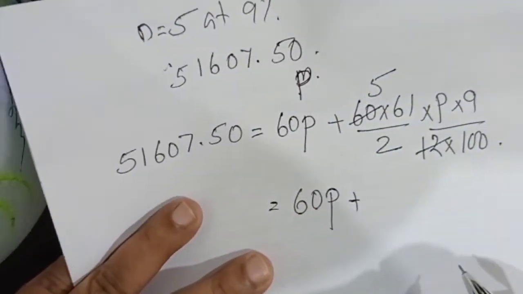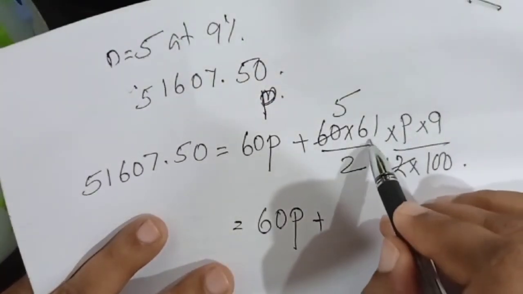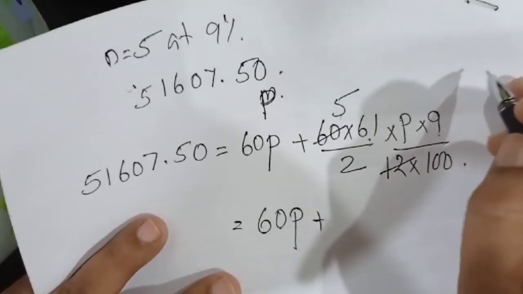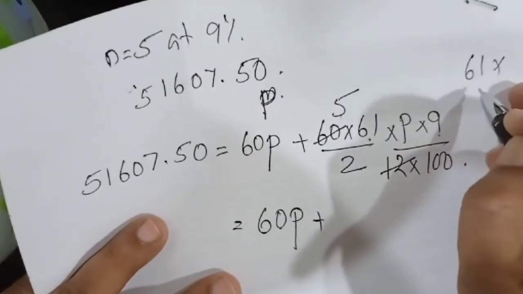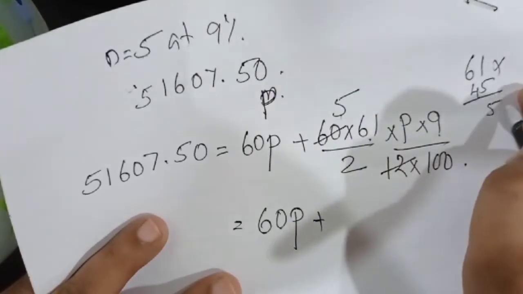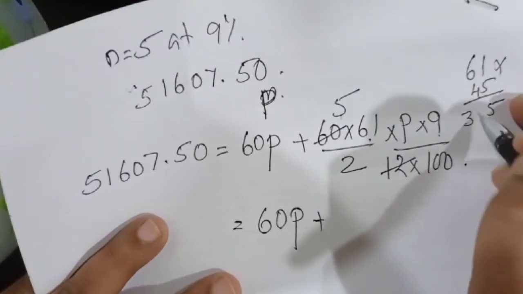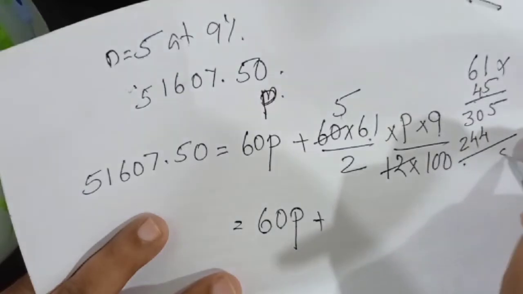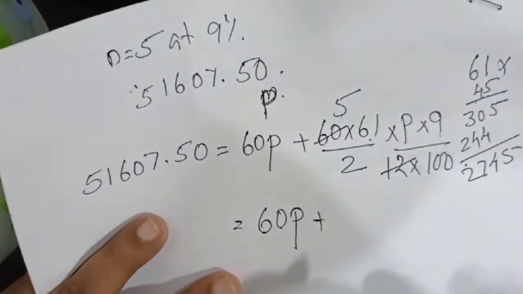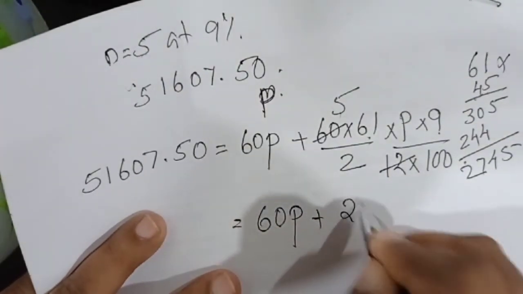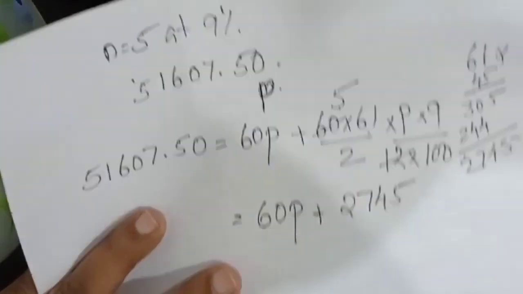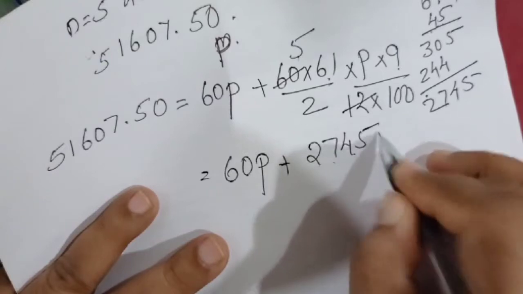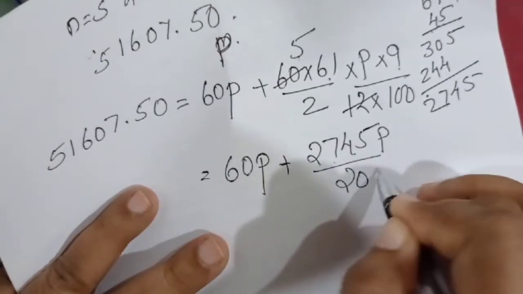60P plus 61 into 5 into 9. Do that calculation. 61 into 45 is 2745. Check that answer. Just I will explain. Check that. 2745P by 200 is there, isn't it?